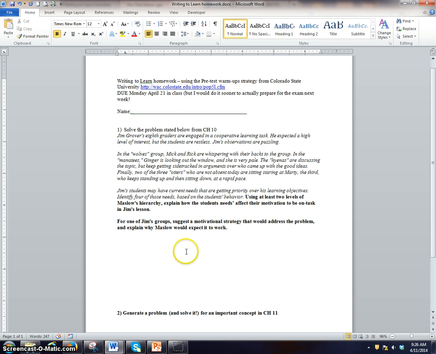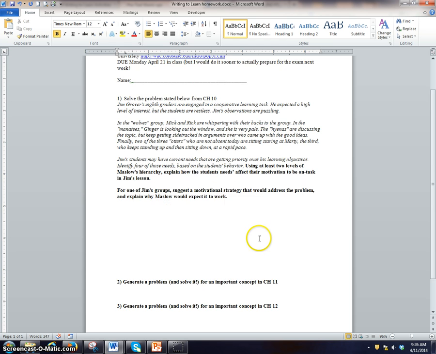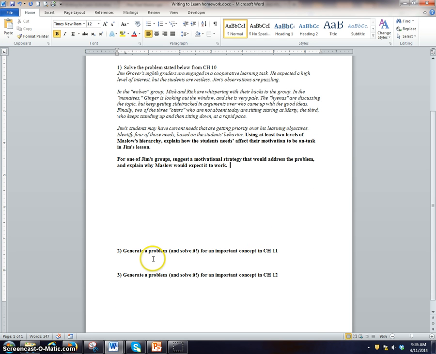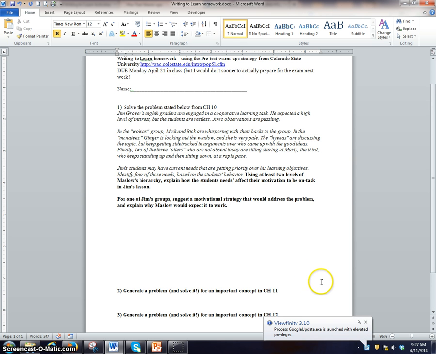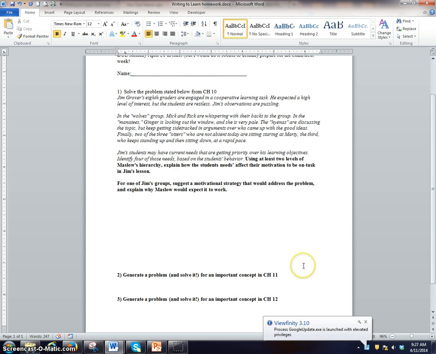So you're going to solve this and answer those parts, and then you're going to create a problem for one of the important concepts in chapter 11 and then again in 12, and then you'll solve those. So you make this work to your advantage. Do it so that it helps you to study perhaps those concepts that you're struggling with, right? So it forces you to go and really focus on those more deeply. So I hope that this is a useful strategy for you. I think it's a very worthwhile strategy.